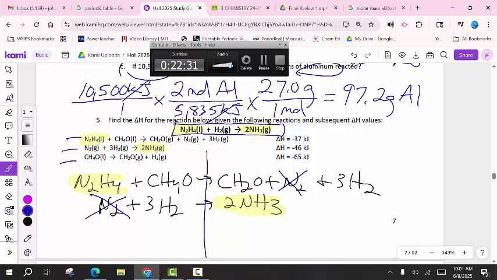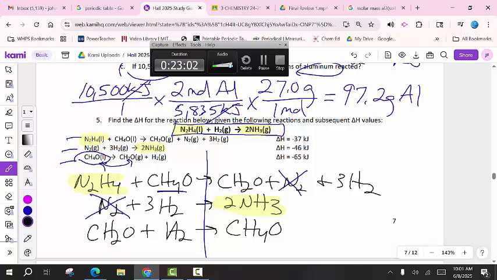So now I'm going to use the last reaction to cancel out the stuff that we don't need. And so I do have to flip this reaction because here I have CH4O on the left side, but I already have it on the left side and I want to get rid of it. So I'm going to rewrite this reaction in the opposite direction. So I'm going to write the product CH2 plus H2 on the left side, and then the CH4O on the right side.